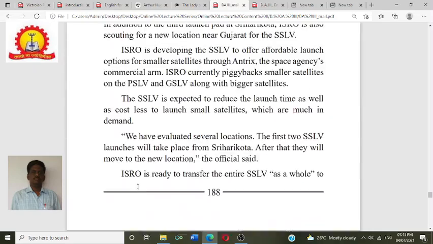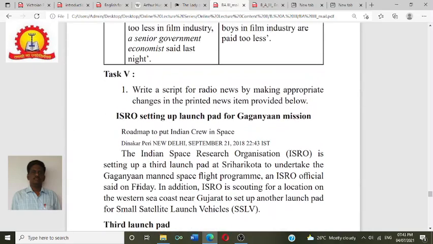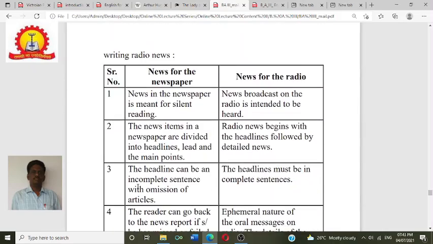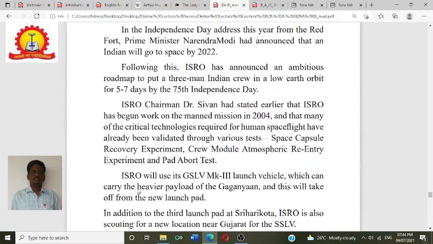So I think we have already learned how to write a radio script. Try on your own. You can understand very easily how to write a radio script.